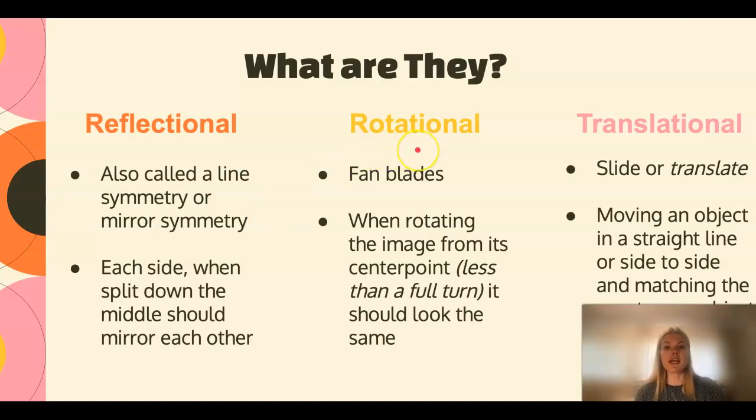Rotational symmetry is fan blades. So think of fan blades rotating. When rotating the image from the center point less than a full turn, it should look the exact same. And then our last one is translational. This is when we take something, an object, or even a pattern, and we move it in a straight line or side to side, matching the exact same object.